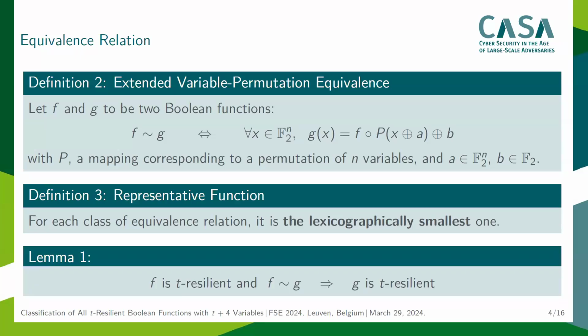It is kind of trivial to show that if two functions are equivalent under this relation, they will have the same order of resiliency. So based on this, we only need to study representative functions up to this equivalence, not all the functions.